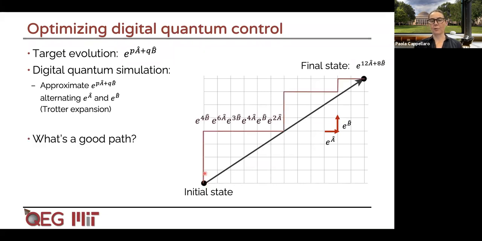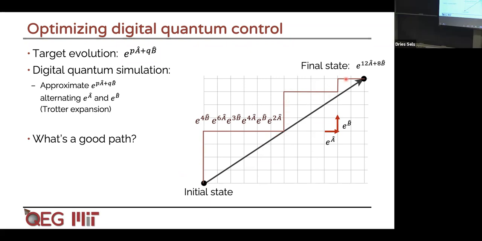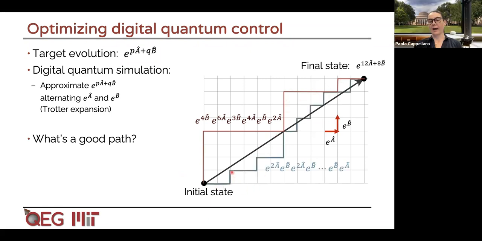So I could take, for example, this path here, okay? Or I could take a path which has more switches. Which one is better? Of course, you can calculate the fidelity, but trying to optimize by calculating the fidelity is computationally inefficient.